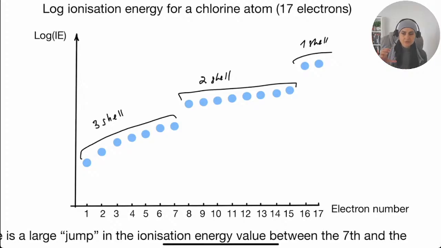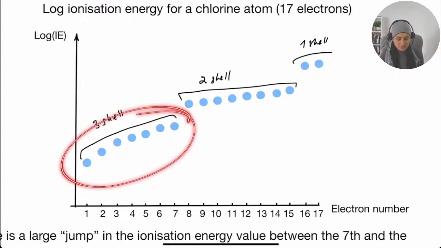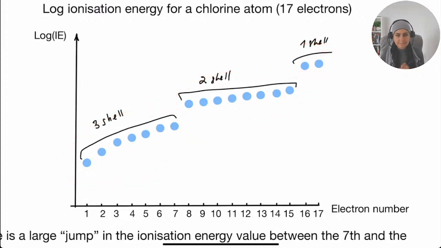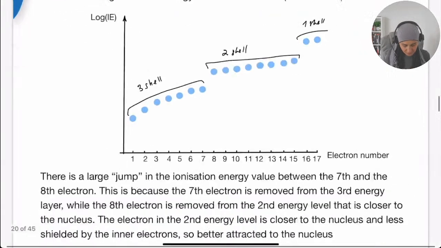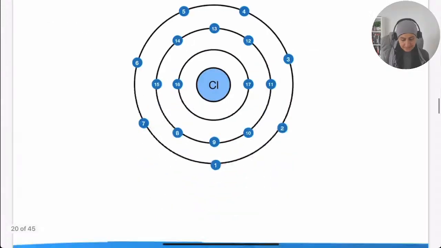You see 2 jumps in total for the entire atom, which means that you know that it has 3 shells, because this is shell 3, this is shell 2, this is shell 1. All right. Yes, and this is how you explain.